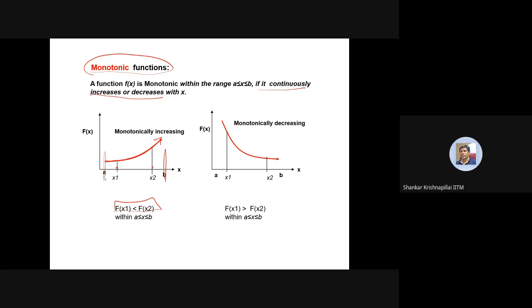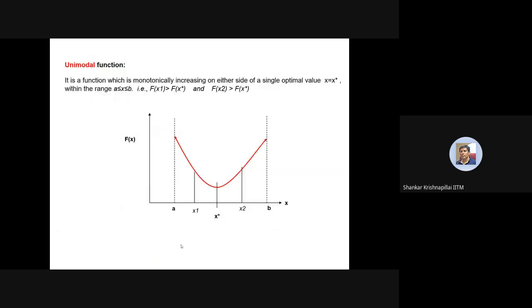Then monotonically decreasing. Monotonically decreasing means from x1 to x2, that is from a low value of x1 to a high value of x2, the function is decreasing always. So if you take any two x coordinates, x1 and x2, then f of x1 should be greater than f of x2. So this is a monotonically decreasing function.